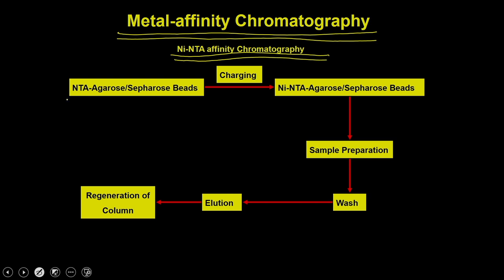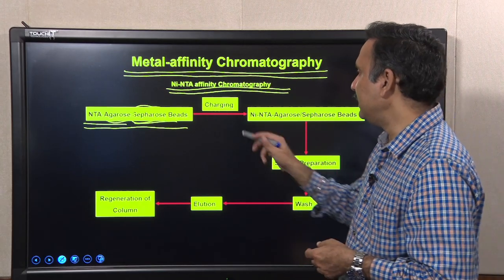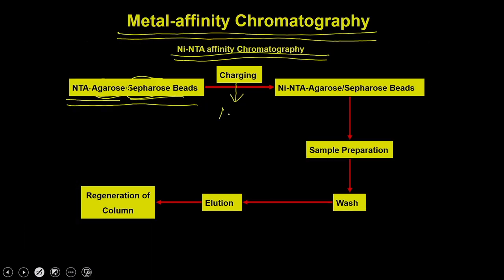So you have two different columns. One is called the nickel NTA agarose column and the other is called the nickel NTA sapphirose beads. When you buy this affinity chromatography from the vendors, you may have two versions: the agarose beads and the sapphirose beads. Irrespective of which, these beads do not come with the nickel or the transition metals bound to the matrix. So the first step is charging with the help of nickel or zinc or other transition metals.